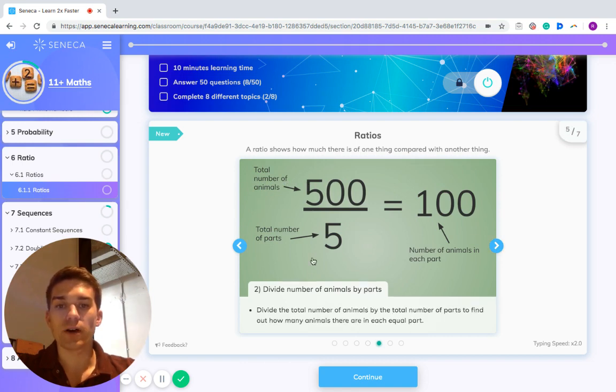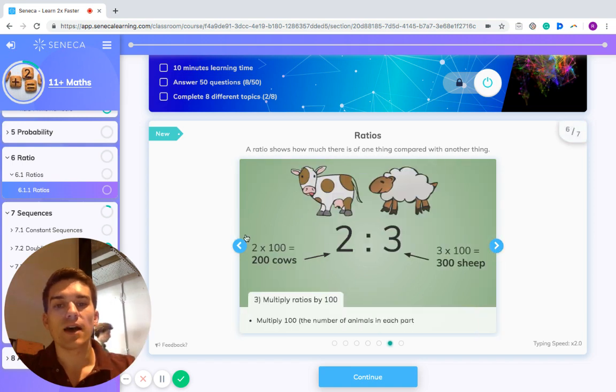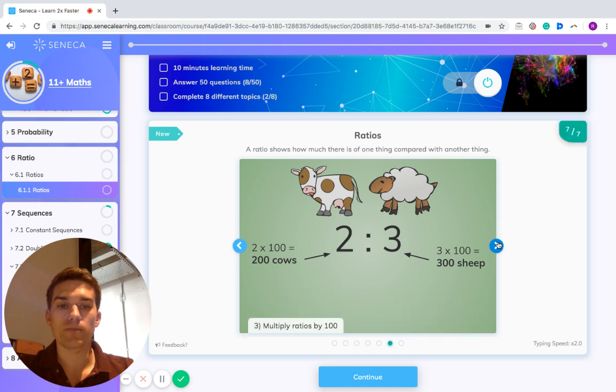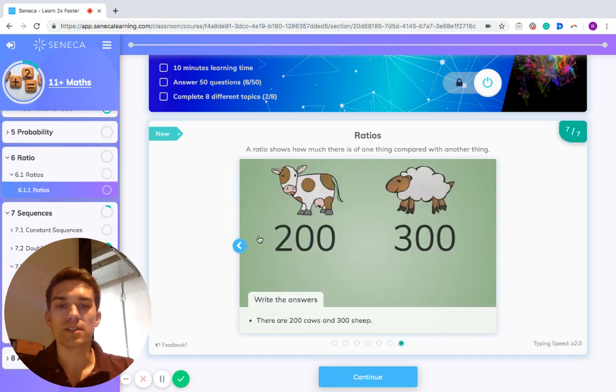We divide it by how many parts or boxes we're trying to split it into. That tells you that there's 100 in each of those boxes. And then from there, we can work out that two of those 100 boxes are going to be for cows, so that's 200 cows, and 3 of the boxes with 100 in them are for sheep, so 300 for sheep. So the overall answer is 200 cows and 300 sheep. And we can check that answer at the end.